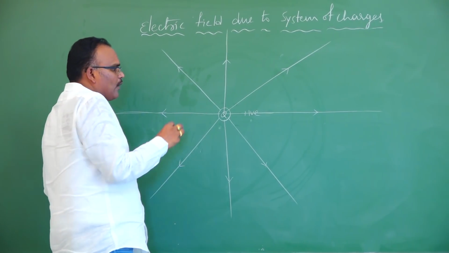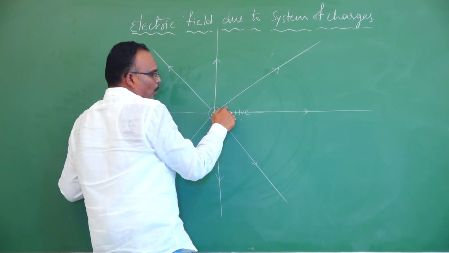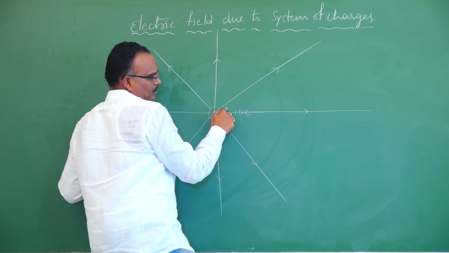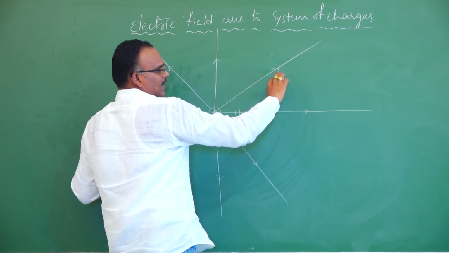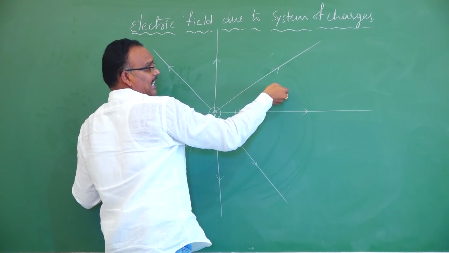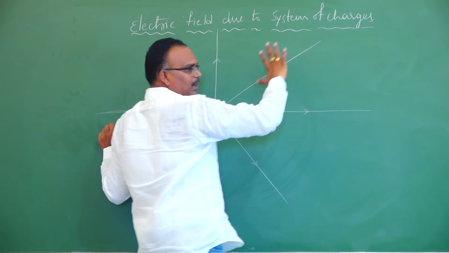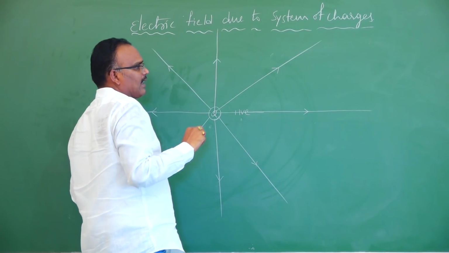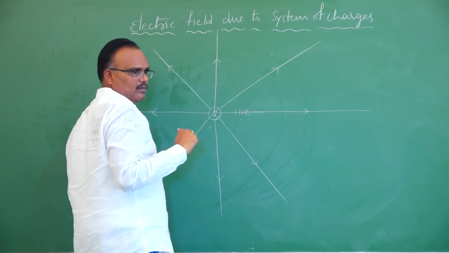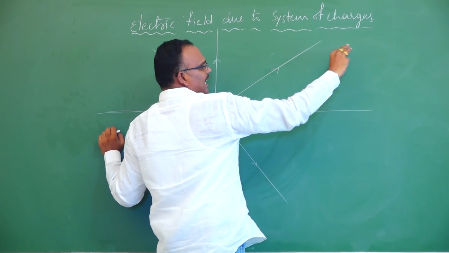Okay, if you observe this diagram carefully, if you take a point here, field lines are very close to each other. If you take a point here, the separation between the field lines increased. If you go here, field lines further separated. That means electric field decreases when you move away from the charge. Okay, electric field lines number goes on decreasing.